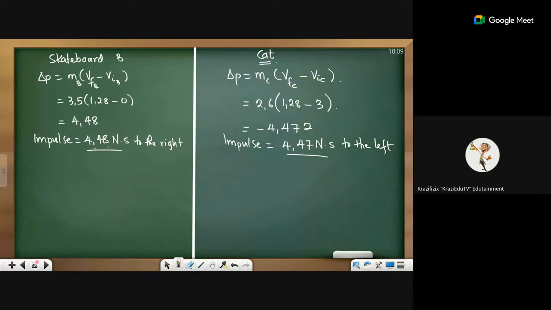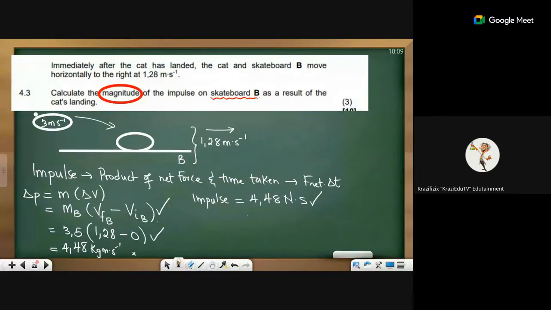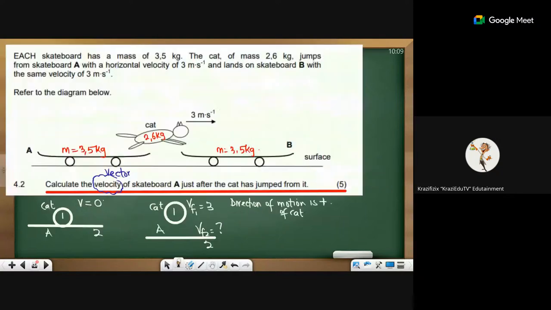Go back to the question. Probably you lost sight of the question. Let me take you back. Check. It is the cat that was moving at 3. Are we okay? The cat was moving at 3. Both skateboards were stationary. Awesome. Are we okay?